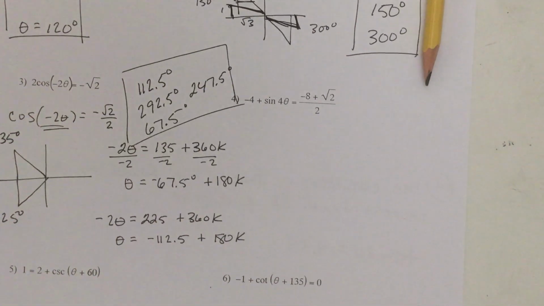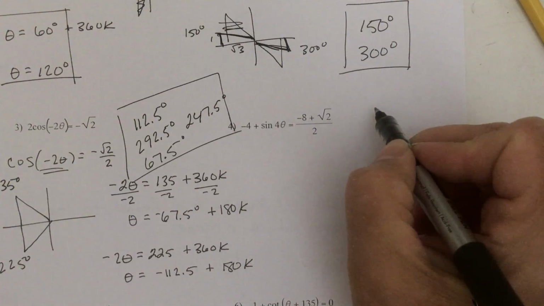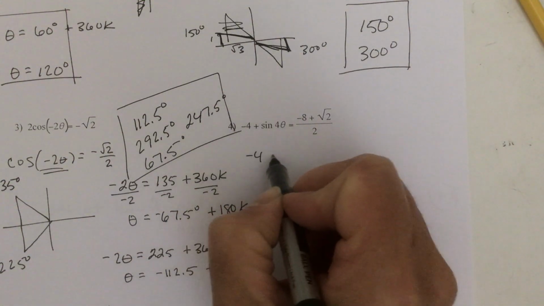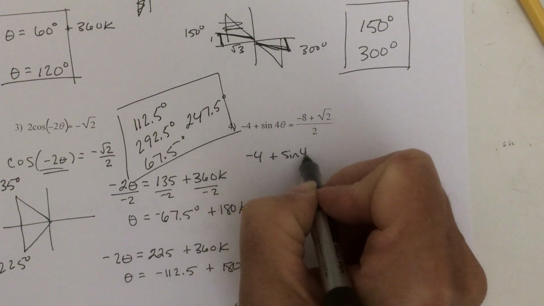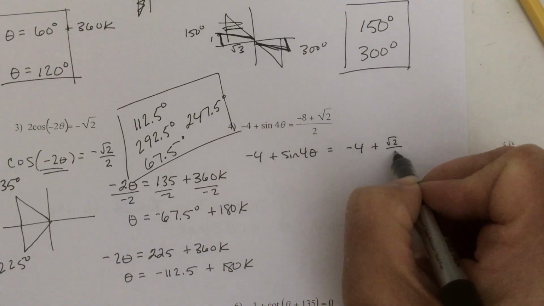Okay, in this video we're going to do 4, 5, and 6. So the first thing I'm going to do is take this and write it as -4 plus sine of 4 theta is equal to -4 plus radical 2 over 2.